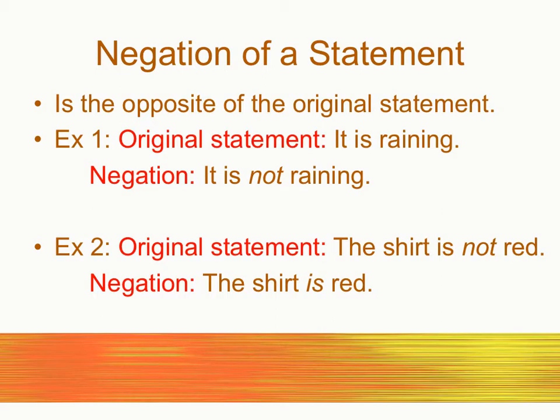Next slide is negation of a statement. And this is going to be the opposite of the original statement. So for example, if your original statement is, it is raining, then the negation of that is, it is not raining. So you're making it opposite. If it doesn't have the word not in there, you would add it. If it had the word not in there, then you could take that away. Like in the second example, the shirt is not red is the original statement. So to negate that, we're going to take out the word not. So the shirt is red. So it's the opposite of the original. That's how you negate a statement.